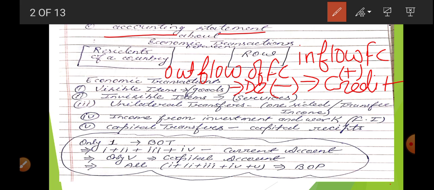credit. Okay, about what? About economic transactions. So there are total four economic transactions: visible item, invisible item, unilateral, income from investment and work, and capital transaction. So these are the five transactions that are considered as economic transactions. Between whom? Between residents of a country and rest of the world. So this is the meaning of balance of payment.